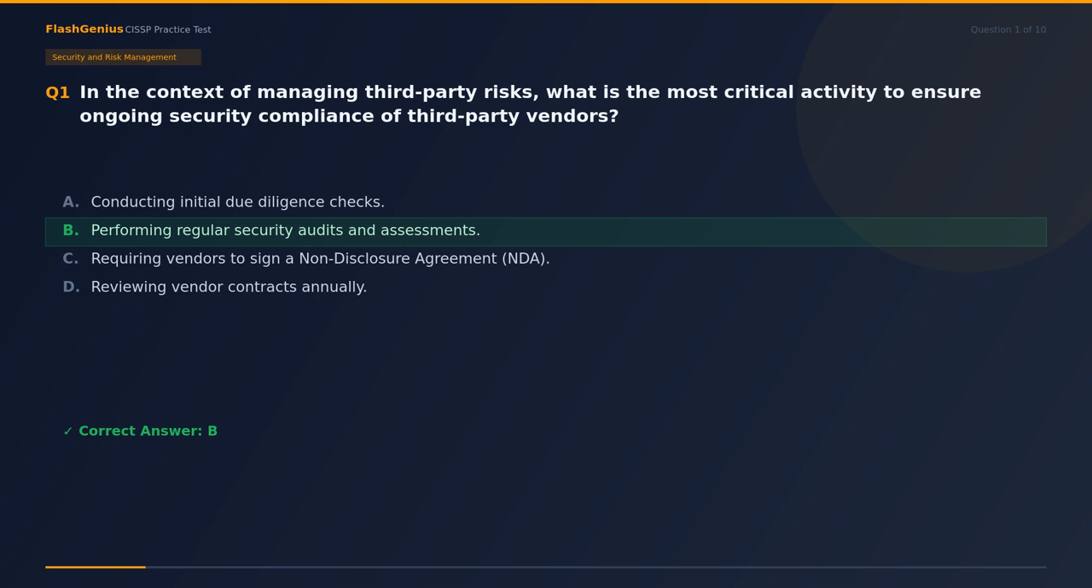Here's why. Regular security audits and assessments ensure that third-party vendors maintain compliance with security standards. Initial due diligence, A, is important but not ongoing. NDAs, C, protect information but don't ensure compliance. Annual contract reviews, D, may be too infrequent.